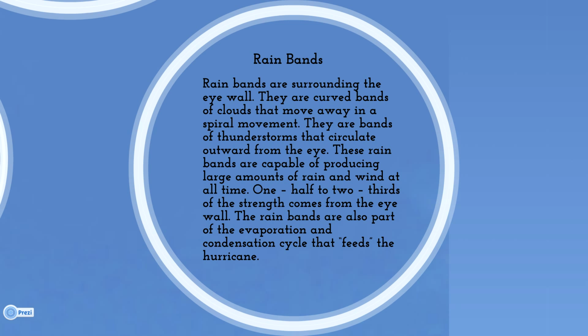The rain bands are just outside the eye wall. They're curved bands of clouds that move away in a spiral movement. They produce lots and lots of rain. They also fuel the evaporation and condensation cycle that feeds the hurricane.